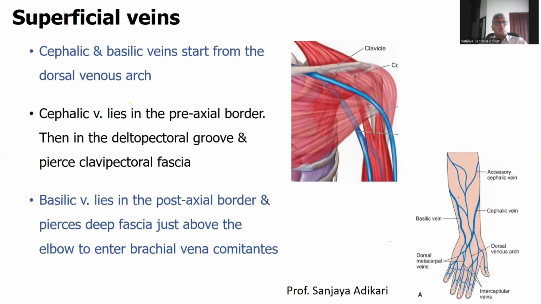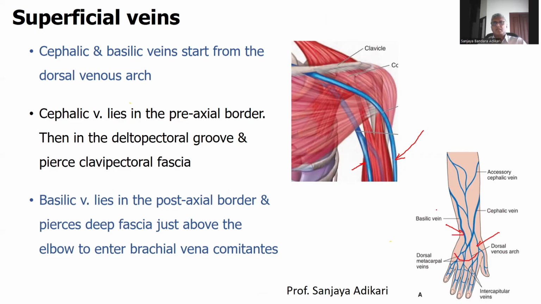Then a few things about superficial veins. This is not very important also because you know these basic things, but I will just rush through it. So you have the two main veins in the upper limb. The superficial veins are the cephalic vein and the basilic vein. So that is number one. Cephalic vein starts from the lateral side, or the radial side, of the dorsal venous arch here, and the basilic vein starts from the ulnar side of the dorsal venous arch.